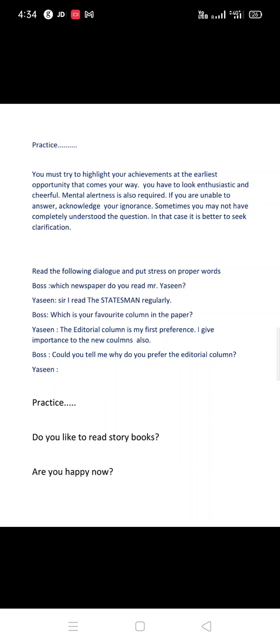In the first sentence, which are the content words? You, try, highlight, achievements, opportunity, come, way. So these are the most important words. Then I have to put stress on content words, and regarding word stress, suppose highlight. So we have to give stress on the original word or root word, that is high.